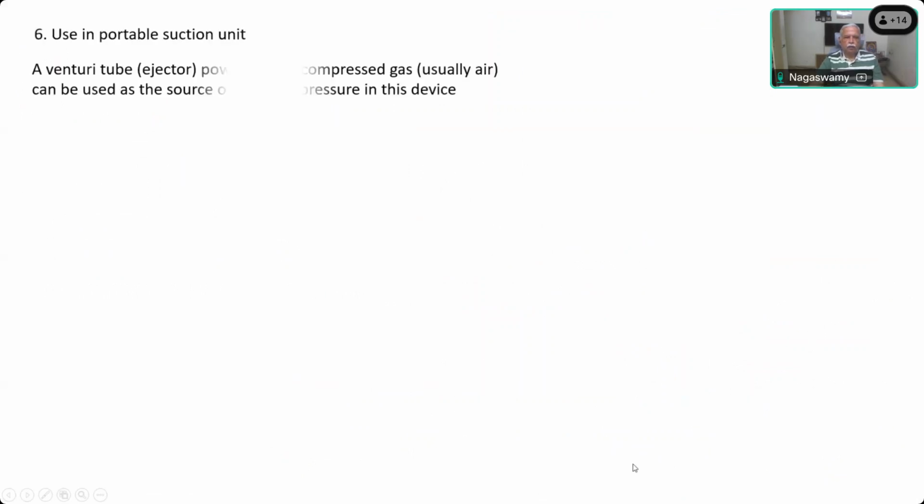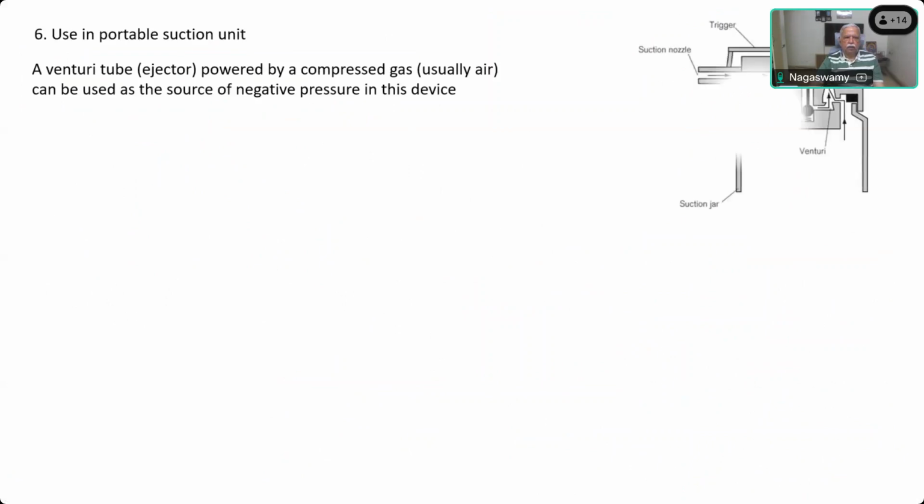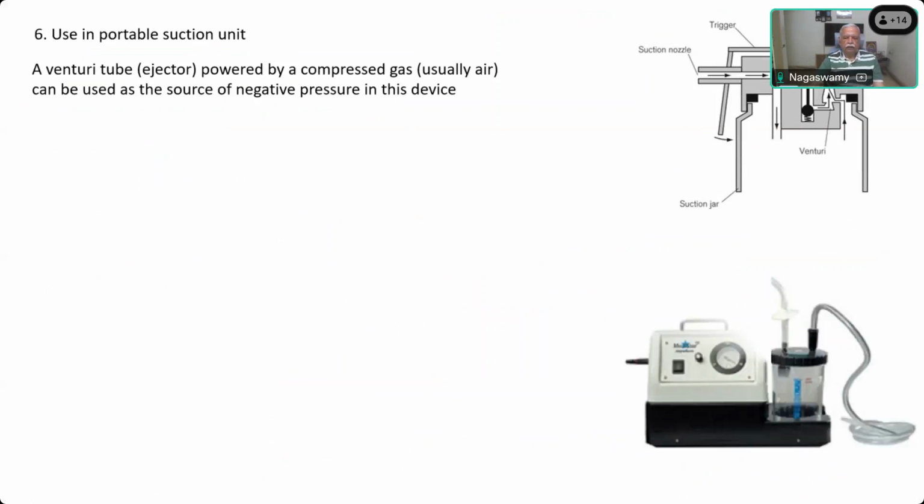And use in portable suction, the Venturi tube as an ejector. Here in the Sanders it is an injector, whereas in the portable suction it is used as an ejector, and you can see the mechanism of how it is working. And this is the picture of a portable suction that sometimes you will be using in the ward or ICU.